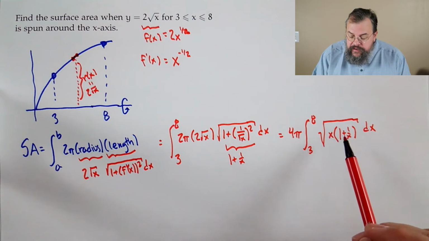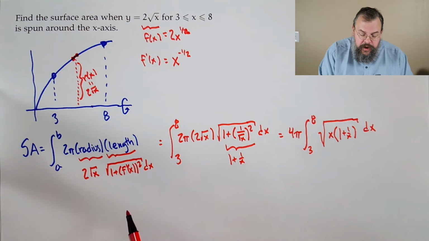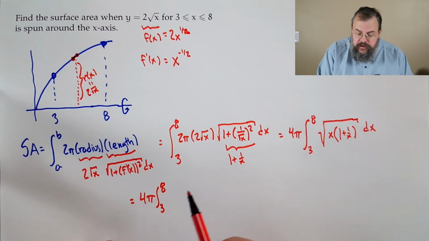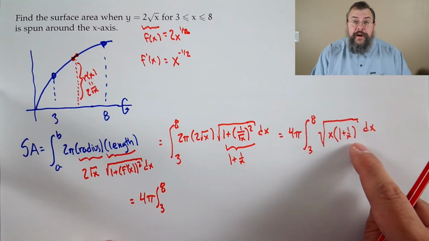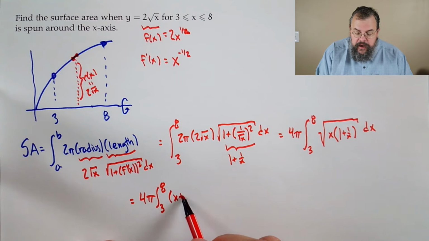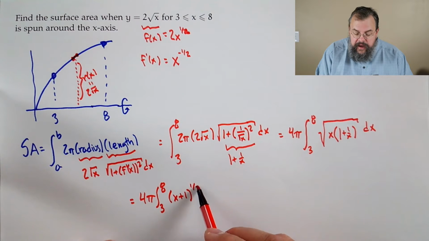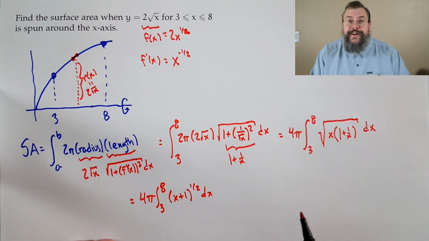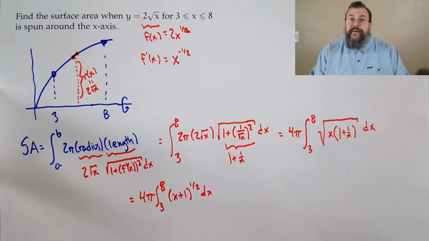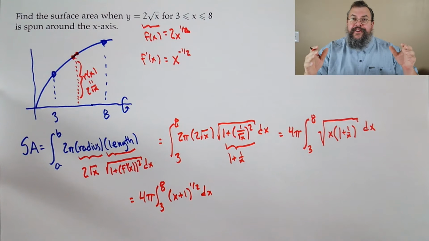We distribute the x through, and then we say, well, this is really 4 pi integral 3 up to 8 of square root of x plus 1. Now, instead of writing it as a square root, we'll write it in a more calculus-friendly way, x plus 1 to the half. Good. That is very calculus-friendly. Now, perfect. We know how to integrate this.